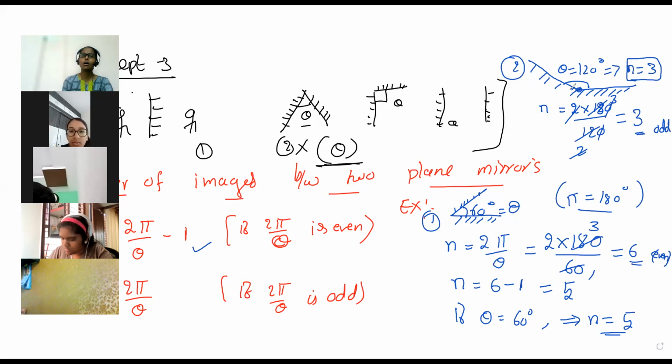Okay, I hope this formula is clear. Makes sense, right, children? When an even number comes, you have to do minus 1. When an odd number comes, you have to leave it like that. So when you place two mirrors at an angle of 120 degree, you will get 3 images when you place them symmetrically.